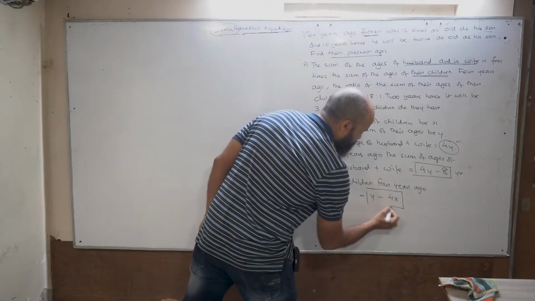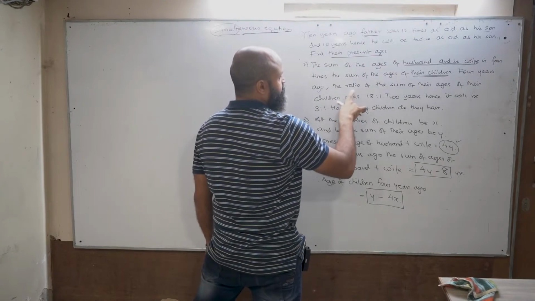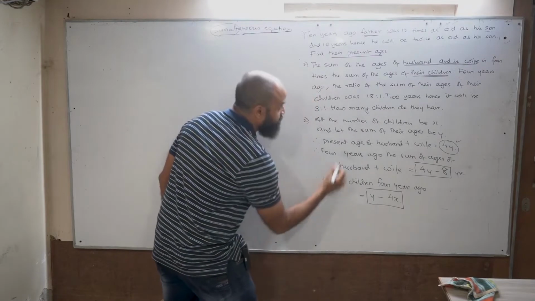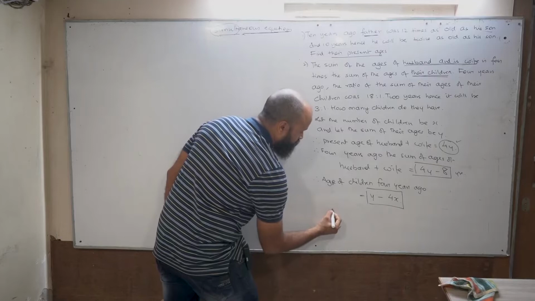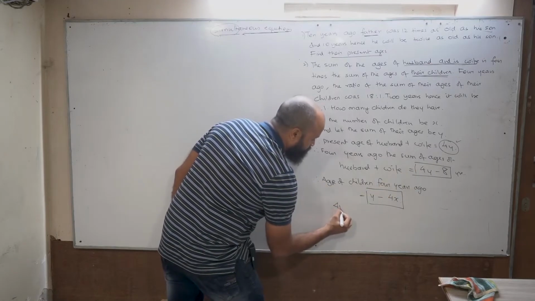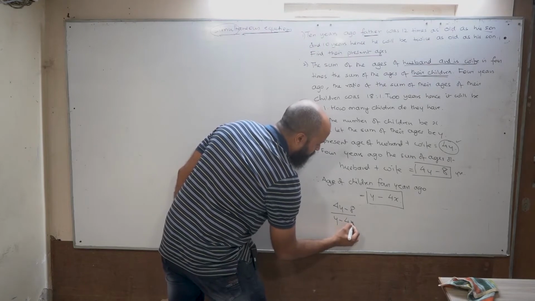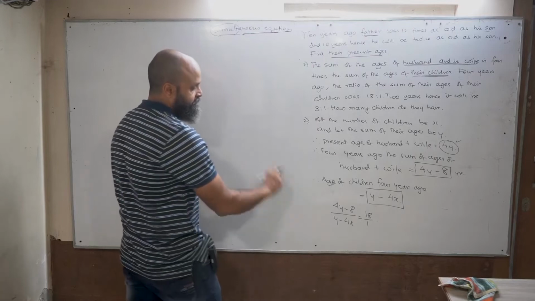So, this is the age of the children. The sum of the ages of the... 4 years ago, the ratio of the sum of the ages of the parents to the sum of the ages of the children was 18:1. So which means the ratio of the sum of their ages and their children's, which means 4y minus 8 to y minus 4x, is 18:1. I hope we are following this.